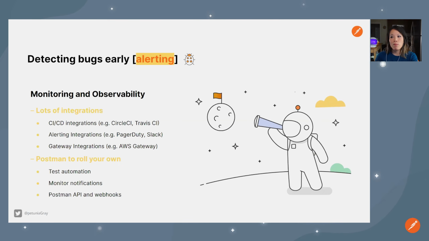We talked about Postman monitors running from Postman Cloud, webhooks, which are monitors under the hood. And we have the Postman API, where you have access to all of your Postman stuff, so you can roll your own solutions.